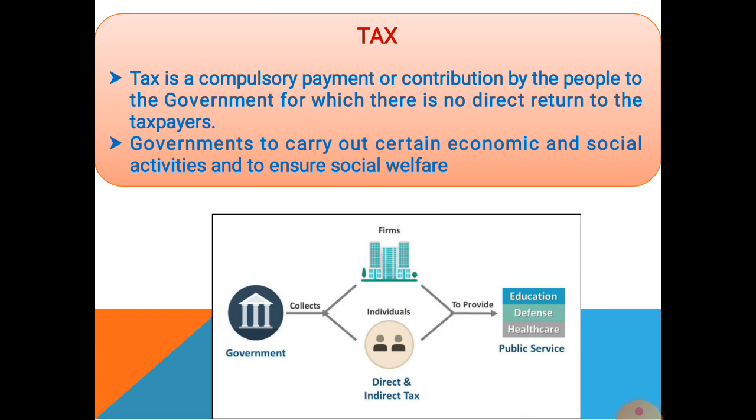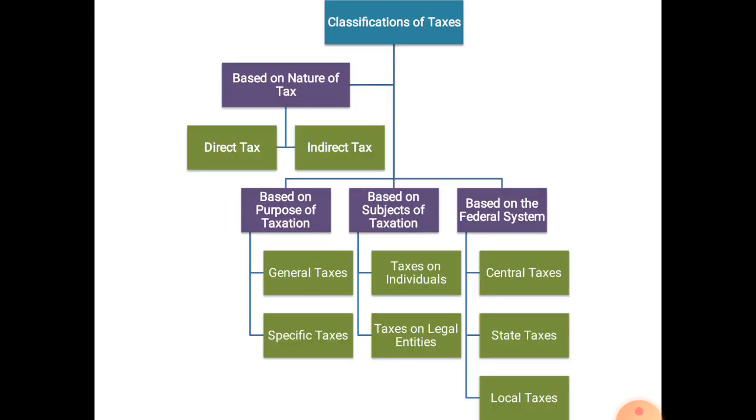Next, we discuss the classification of taxes. Governments levy different types of taxes. They can be classified under different categories as given in this diagram. Here, based on nature of tax, they can be classified as direct taxes and indirect taxes. Direct taxes are the taxes that are paid by a person on whom it is levied. Indirect taxes are the taxes that are paid by the final consumers.